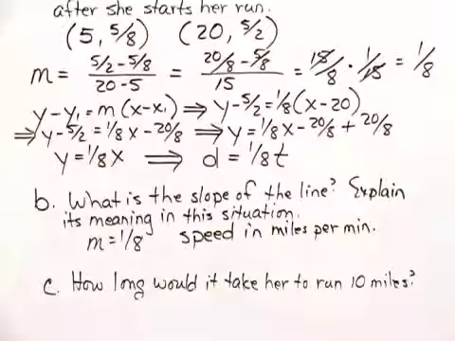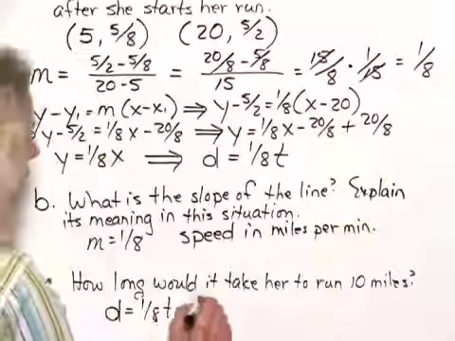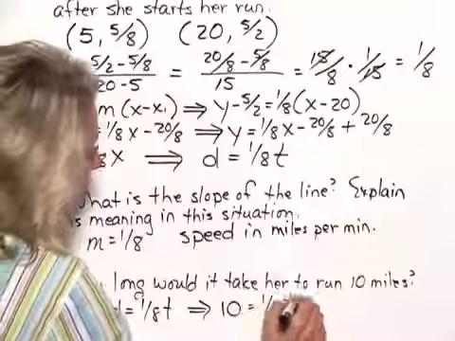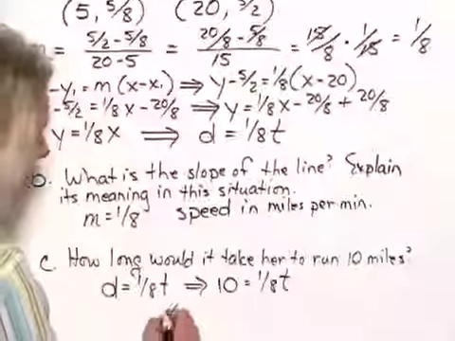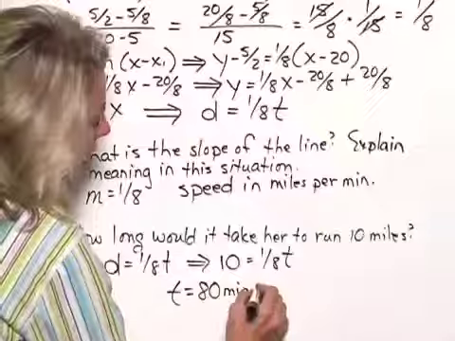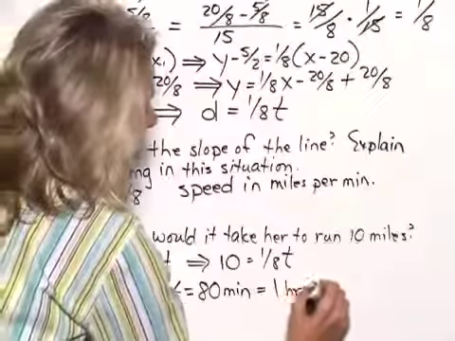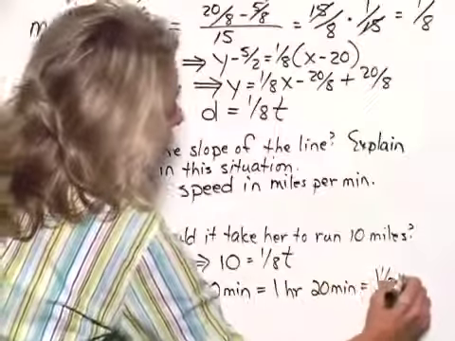Part C, how long would it take her to run 10 miles? So 10 miles being the distance, and again we're using the equation d equals 1/8 t, we're going to plug in a 10 for d and solve for t. So after we multiply both sides by 8, we have t is equal to 80 minutes, which is the same as 1 hour and 20 minutes, which is the same as 1 1/3 hours.